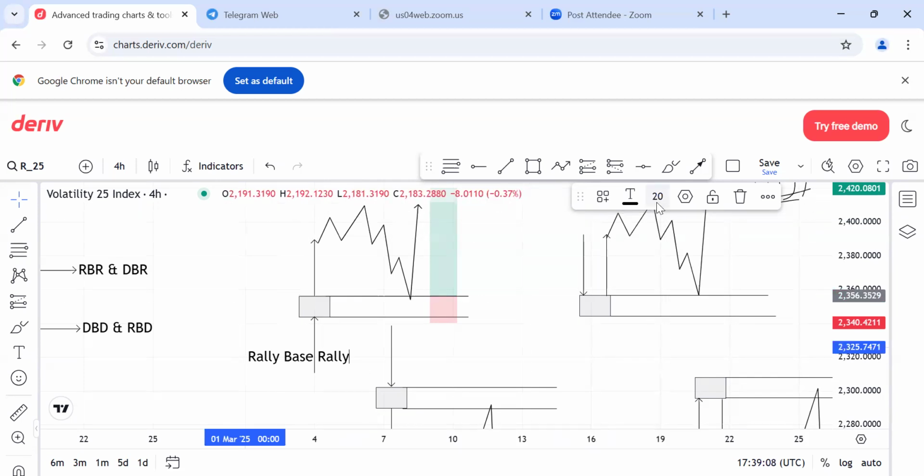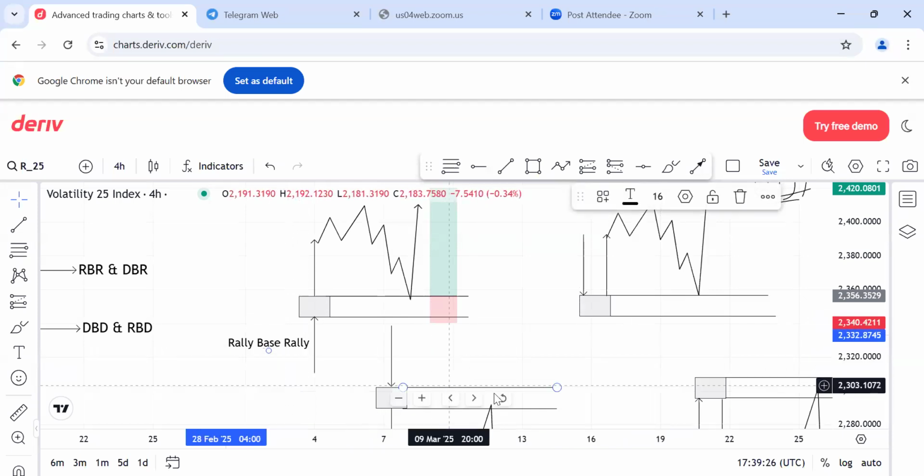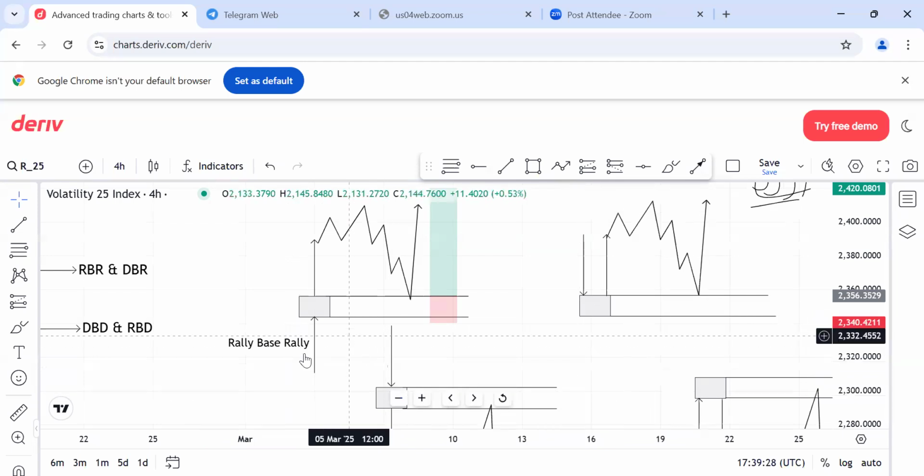The rally base rally, as the structure explains, the rally is usually an impulsive move into the base area, and the rally out of the base area is also an impulsive move. These impulsive moves are usually single candlesticks that move into this base area, and this base formation, like I explained, is candlesticks of similar bodies and similar formations. So we need to understand how this formation works.